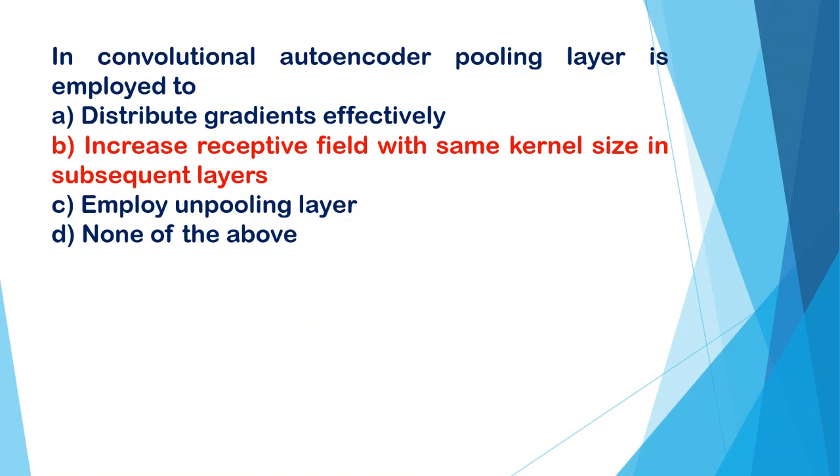In convolutional autoencoder, pooling layer is employed to A. Distribute gradients effectively. B. Increase receptive fields with same kernel size in subsequent layer. C. Employ unpooling layers. D. None of the above. And the correct answer is B. Increase receptive fields with same kernel size in subsequent layer.